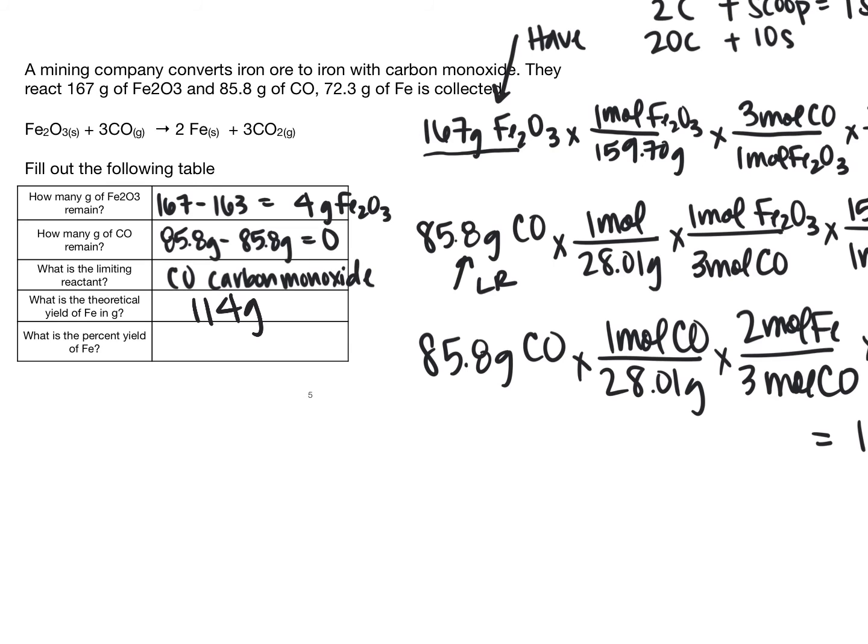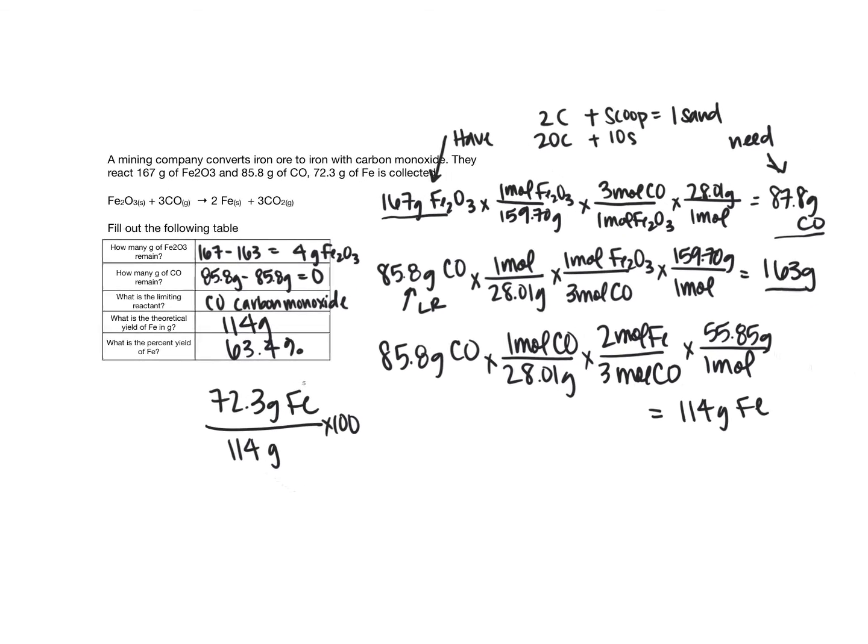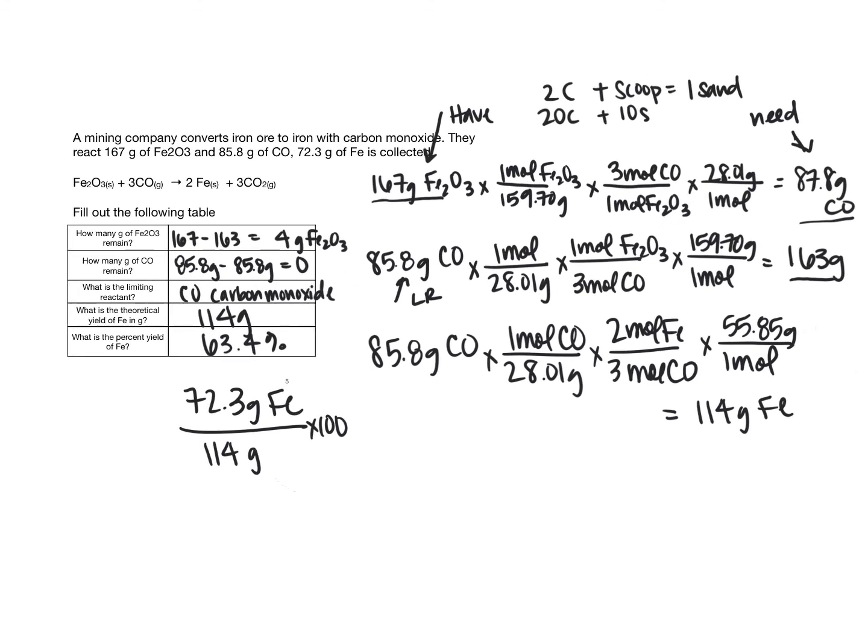And so if we look back at the problem, it says 72.3 grams of Fe is our actual yield, divided by our expected of 114 grams, multiplied by 100, and that's going to give us 63.4% yield. Now I'm going to zoom this out a little bit. I'm sorry, the font gets small.